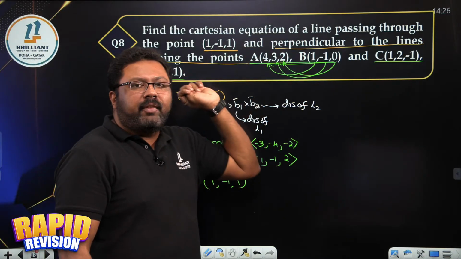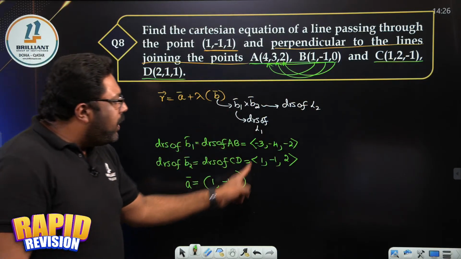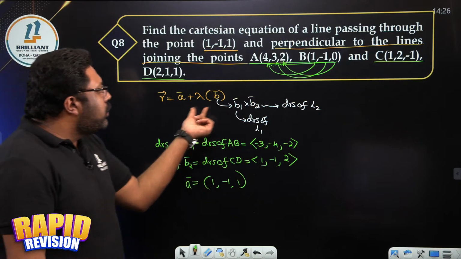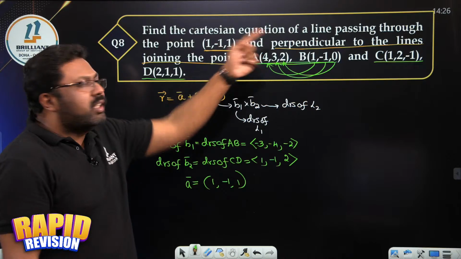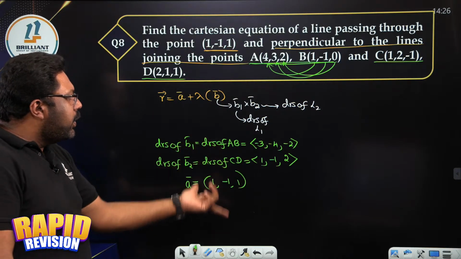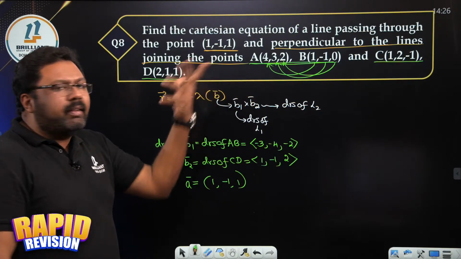Find the direction ratios of AB, that's B1. Direction ratios of CD, that's B2. Find B1 cross B2. Substitute in the same way you did the previous question. But they want the final answer in the Cartesian form. Just do it like this. After getting the vector form, give them the Cartesian form.